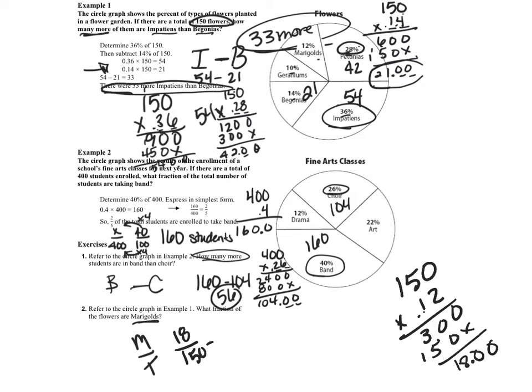Is that not what you got? Okay, so can I reduce that? They're both even, so what do I do? Divide by 2. Then I can divide by 3. Okay. So 3/25.